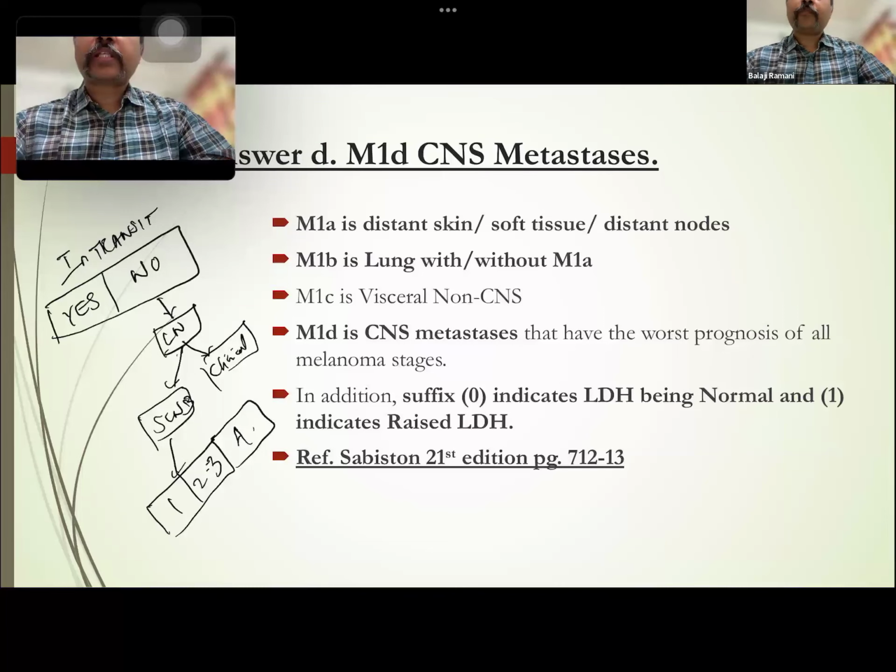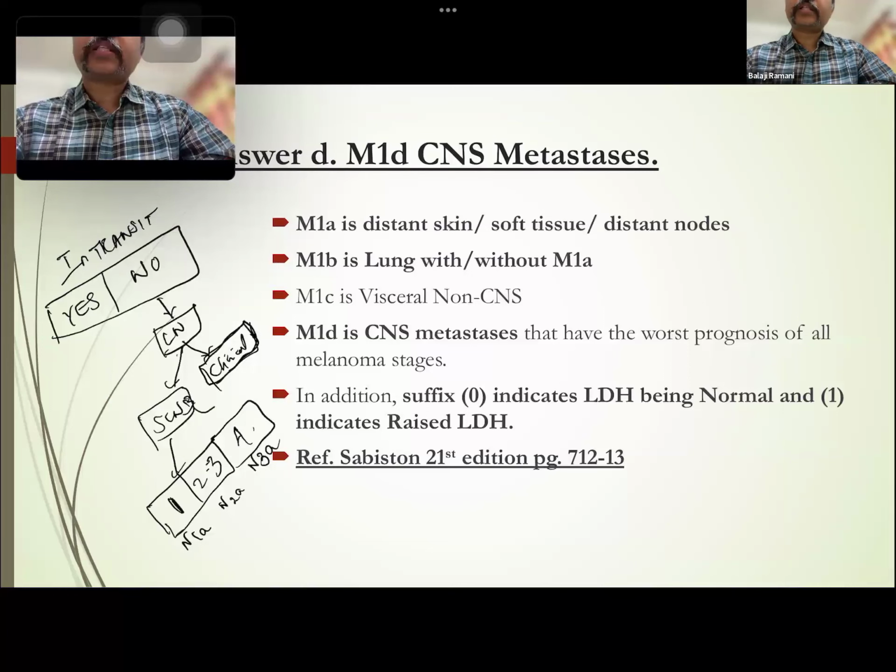So if the in-transit metastasis is no, then it is not a C lesion. Again, if lymph nodes are present only on SLNB, then what is it? If it is 1 node, it is N1A. If it is 2 to 3 nodes, it's N2A. If it is 4 or more nodes, it is N3A. On the other hand, if it is lymph nodes where at least one is clinical, clinical plus or minus SLNB, both put together, you look at the number.